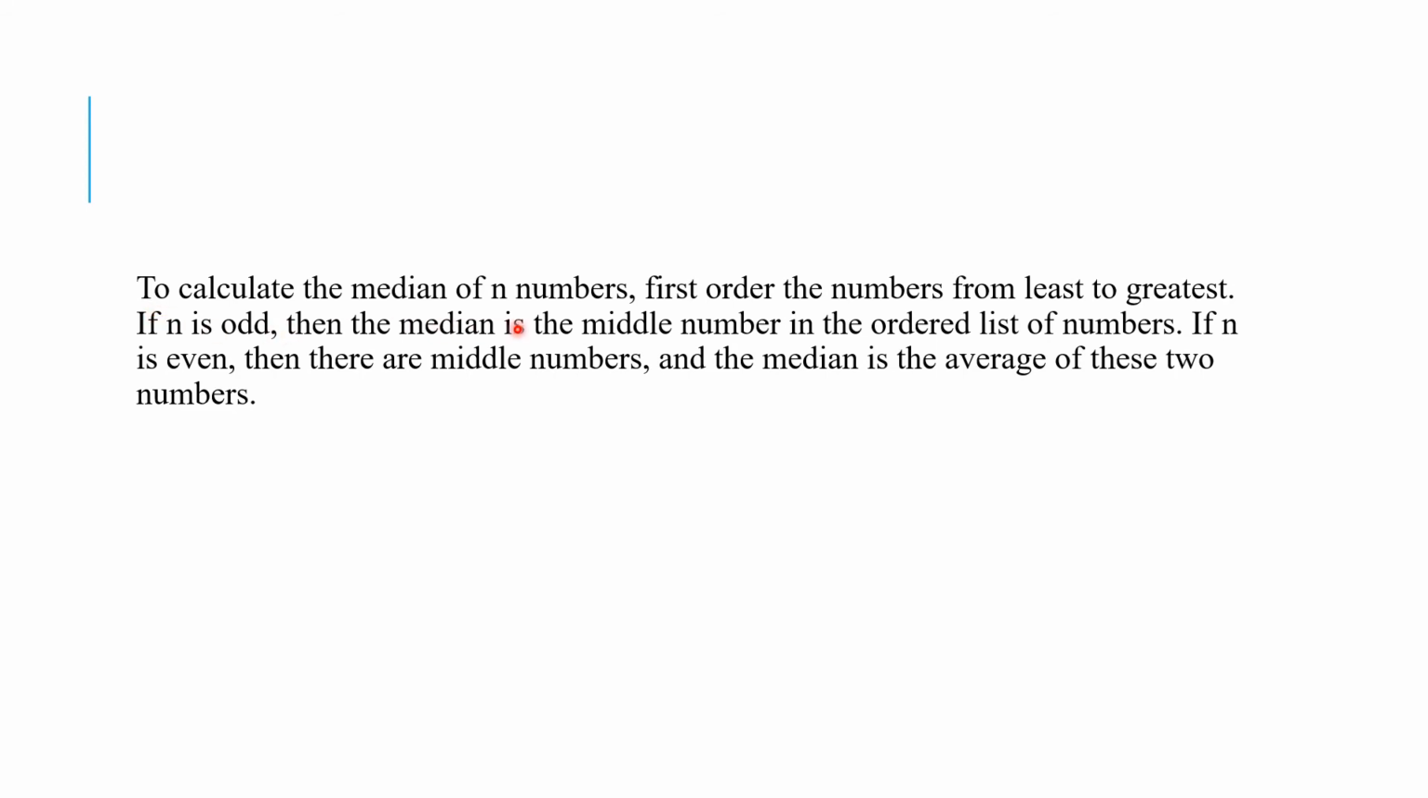To calculate the median of n numbers, first order the numbers from least to greatest. If n is odd, then the median is the middle number in the ordered list of numbers. If n is even, then there are two middle numbers, and the median is the average of these two numbers.